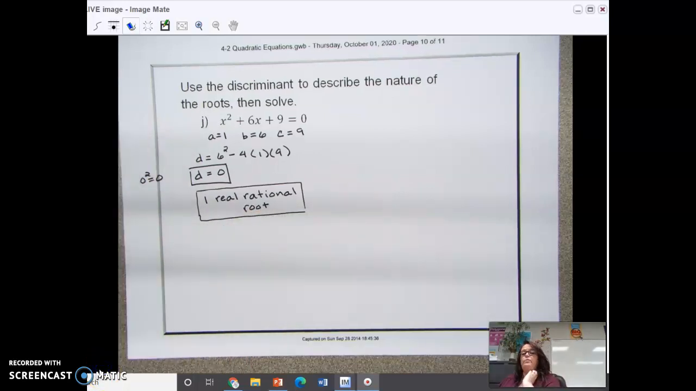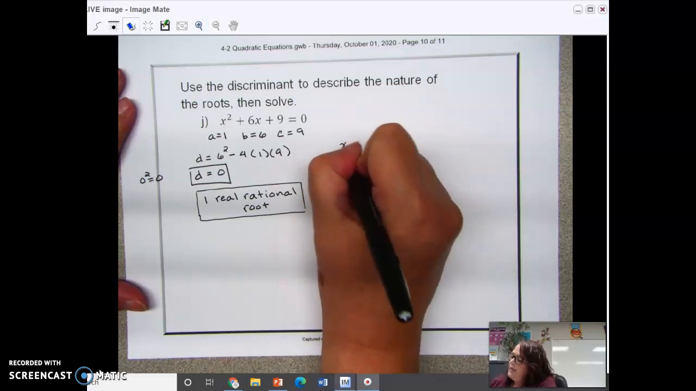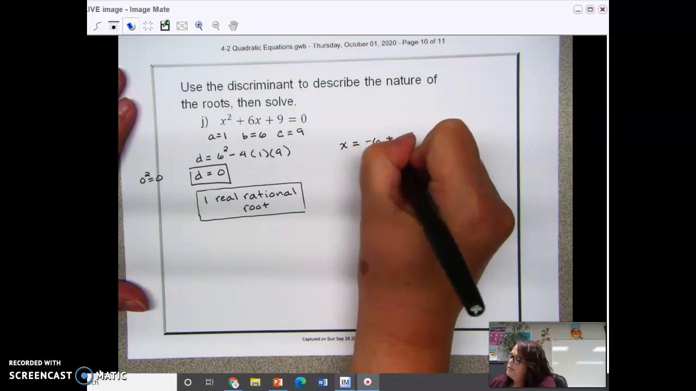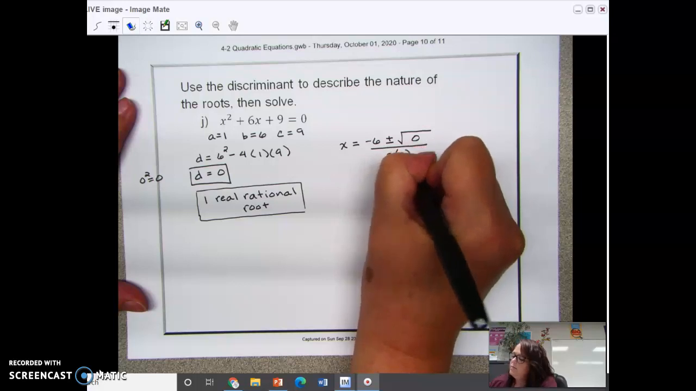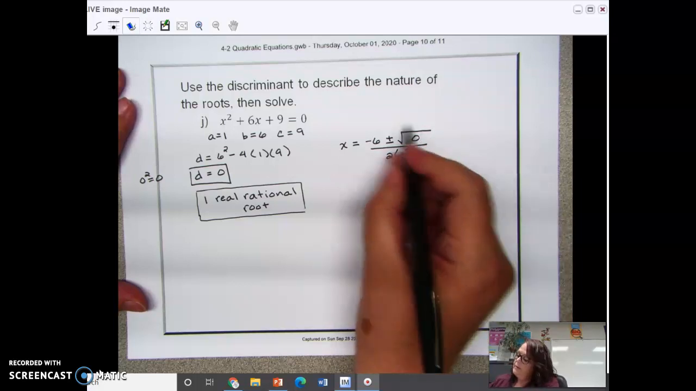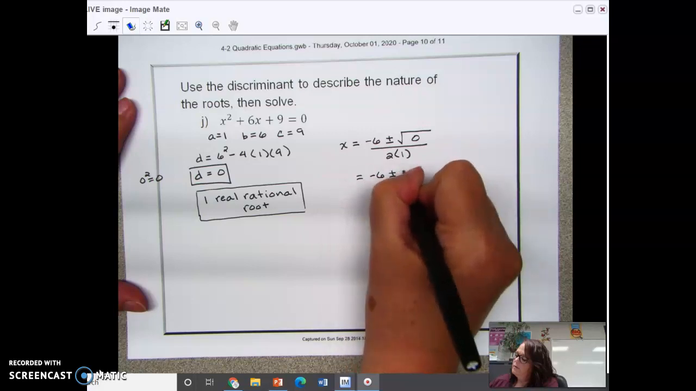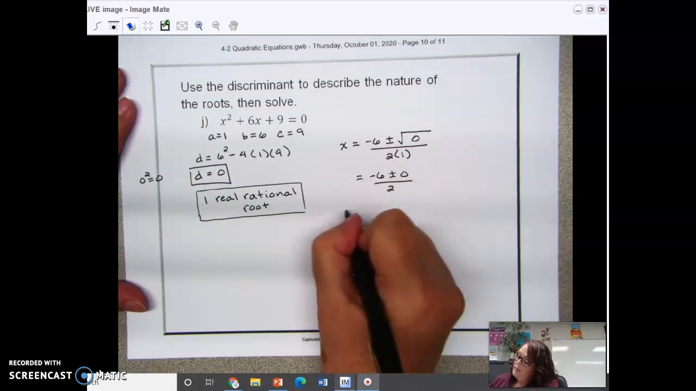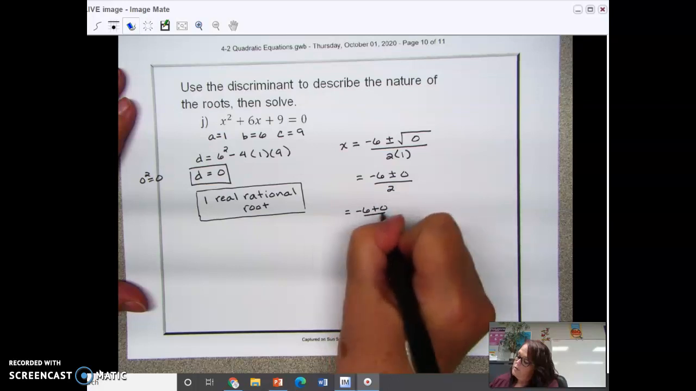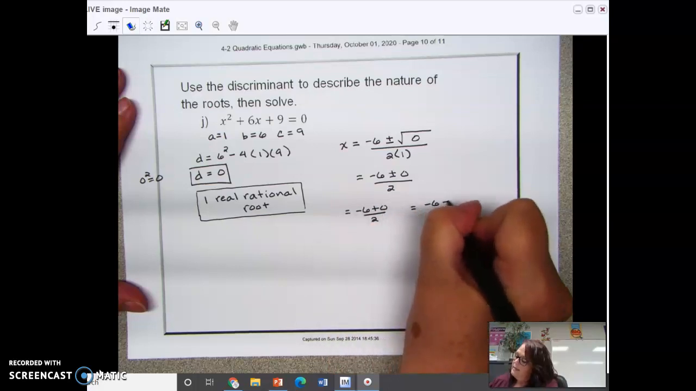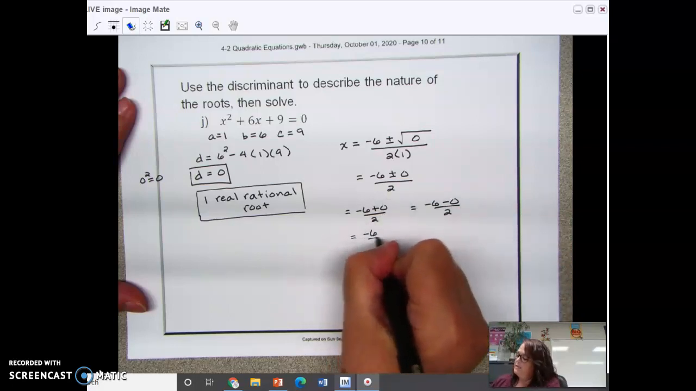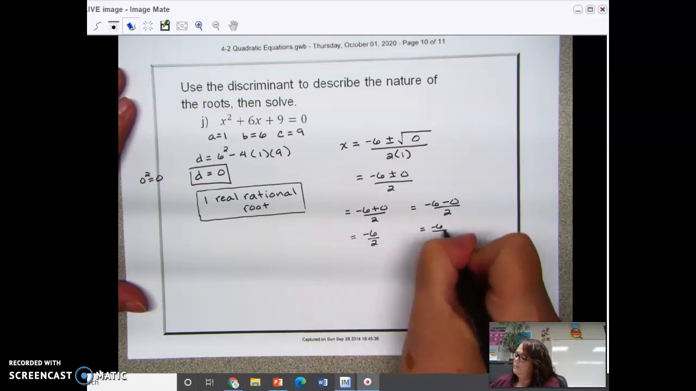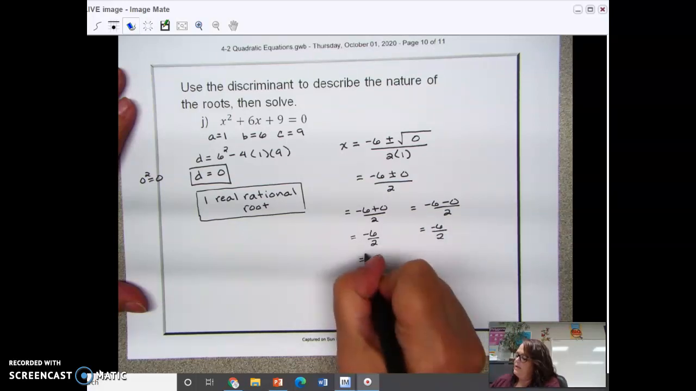All right, so we get one real rational root, and let's see if we can make that happen. So x is equal to the opposite of b plus or minus the square root of the discriminant all over 2 times a, right? Well, the square root of 0 is 0. And so I've got -6 plus 0 over 2, and -6 minus 0 over 2. But whether I add 0 or subtract 0, that just gives me the same value. And so we get the answer of -3.